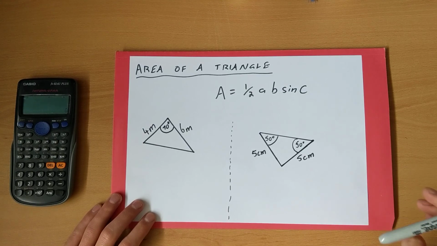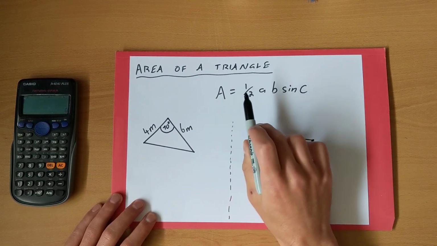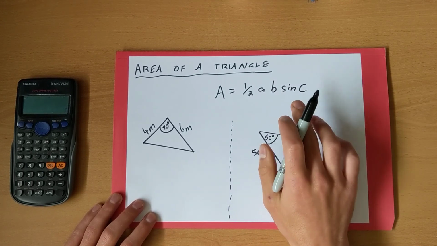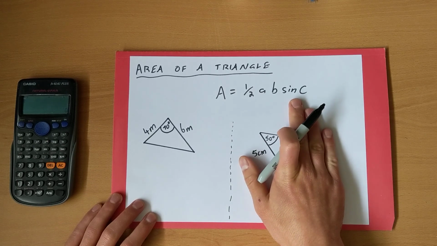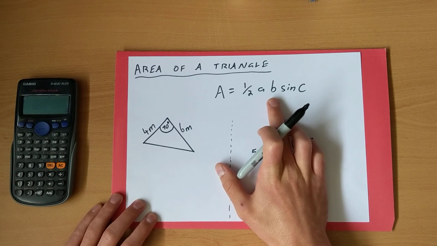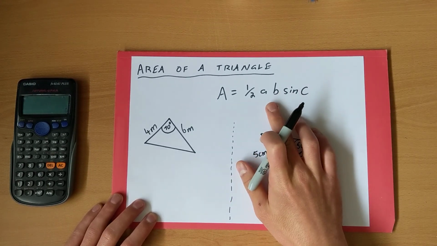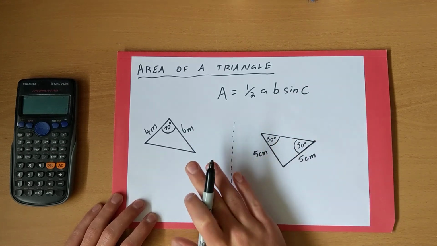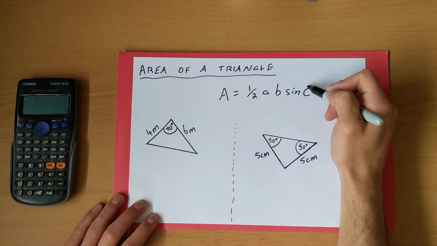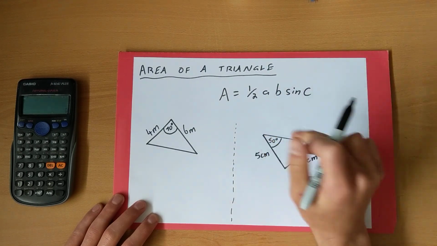Cool, let's talk about this formula. The area of a triangle, of any triangle, equals half times a times b times sine c. Now there's a really important thing that you need to remember. A and B here are two adjacent sides of a triangle. Don't get confused with that word. Just any two sides that are next to each other, A and B. The important thing is that this angle C has to be the angle that is in between these two sides.